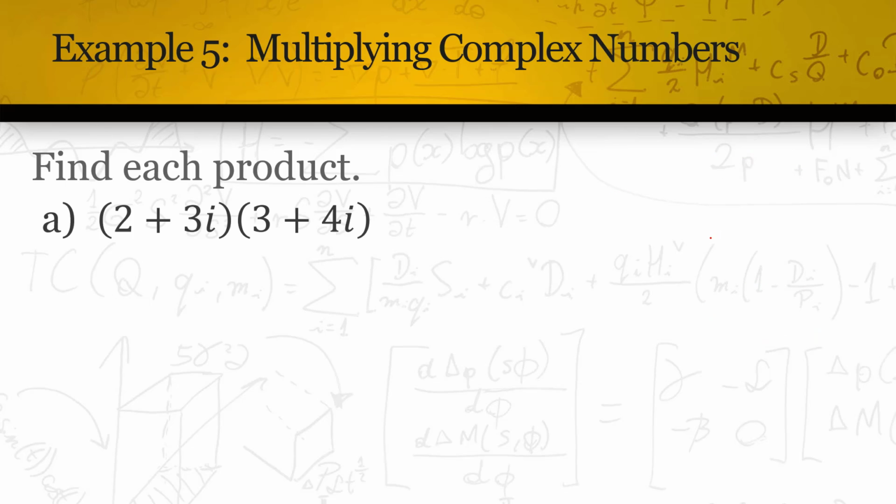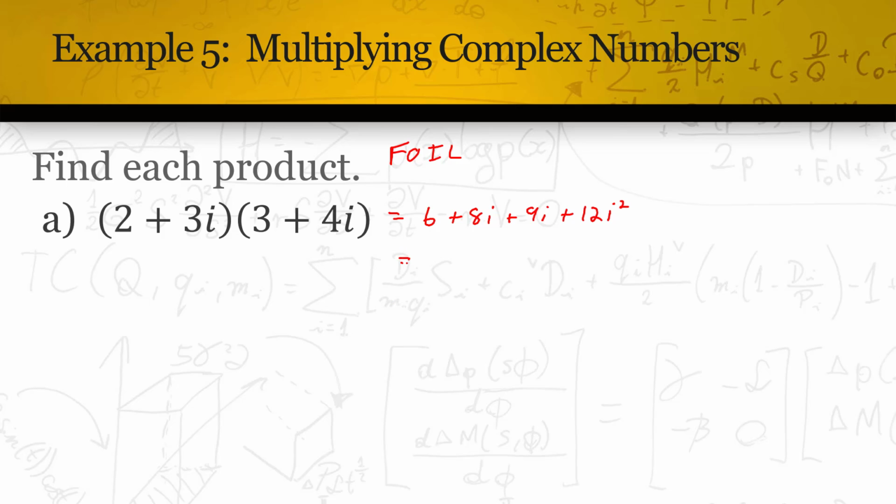So with that in mind, let's take a look at this particular problem right here. Here, once again, we are going to do FOIL. And this is what we're going to have. We're going to multiply the first together. That's going to give me 6. We are going to multiply the outer together. That's going to give me 8i. We're going to multiply the inner together. That will give me 9i. And if we multiply the last, we will get plus 12i squared. But i squared is equal to negative 1.